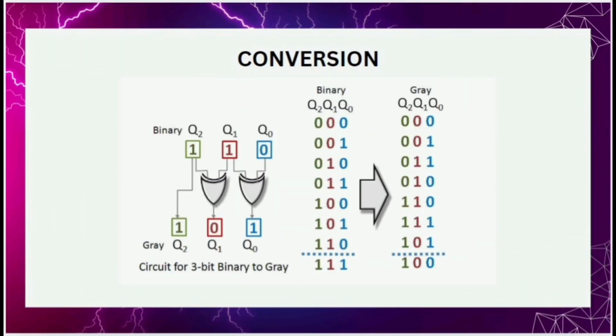In this diagram, we have 3-bit binary numbers labeled as Q2, Q1, Q0, and we are converting it into a 3-bit gray code, also labeled as Q2, Q1, Q0. Binary code is shown on the left side and gray code is shown on the right side. Step 1. The first bit of the gray code is directly copied from the first bit of the binary number. Step 2. The second bit of the gray code is computed by XORing the first bit and the second bit of the binary number. Step 3. The third bit of the gray code is computed by XORing the second bit and the third bit of the binary number. These are the steps for the conversion.